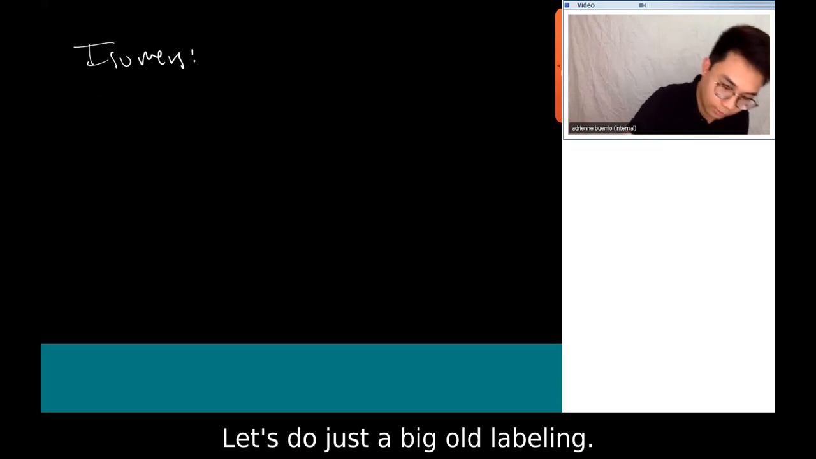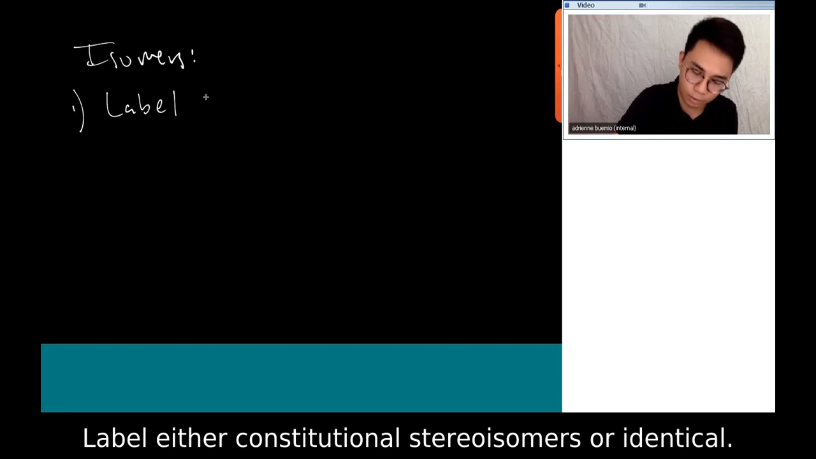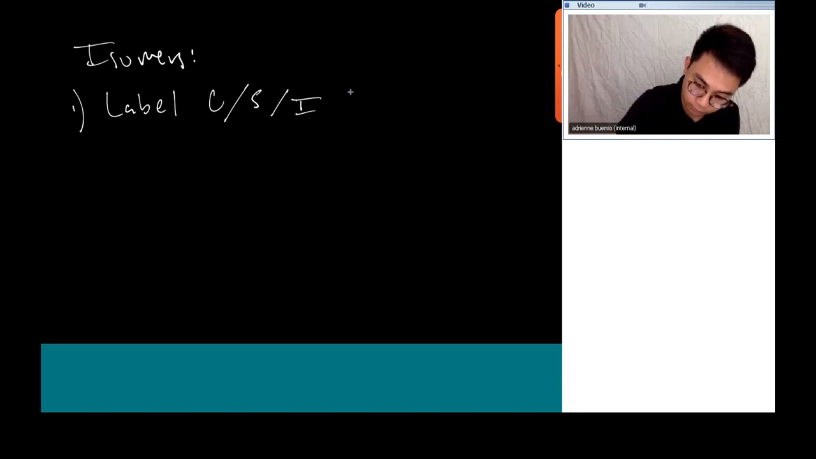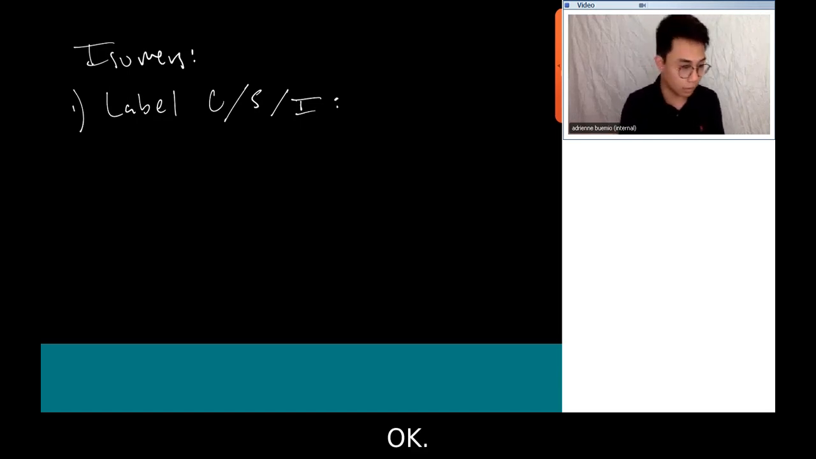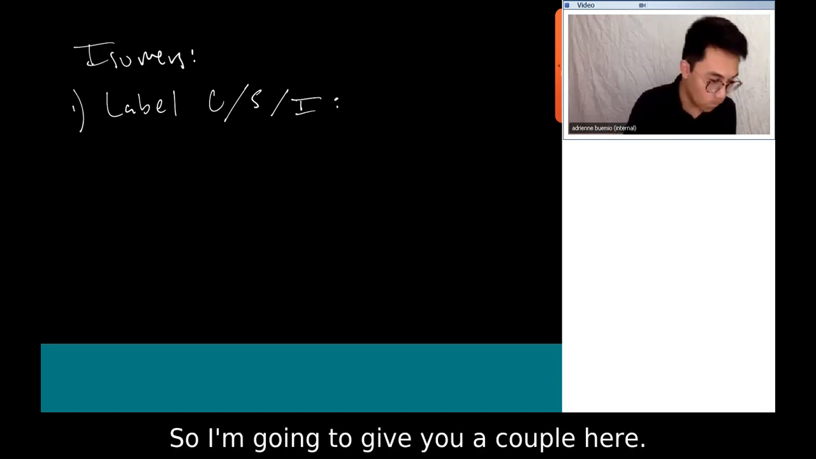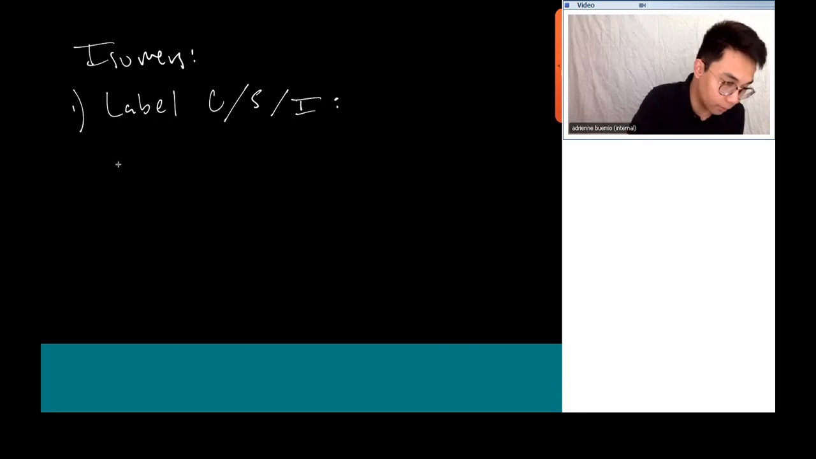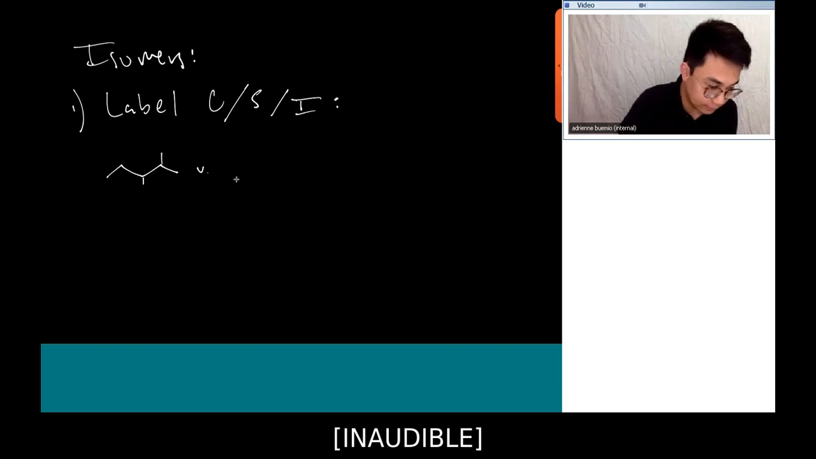Okay, so let's do practice. Let's do just a big ol' labeling. Label either constitutional, stereoisomers, or identical. Okay, so I'm gonna give you a couple here. Let's see. Versus.